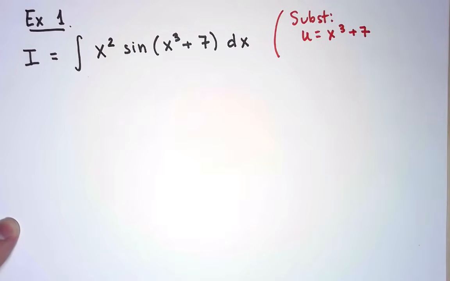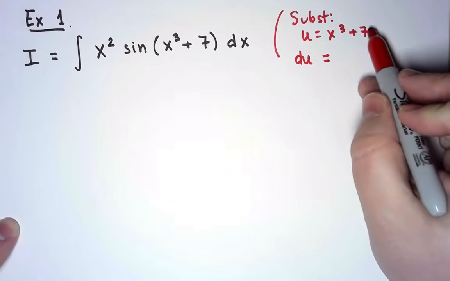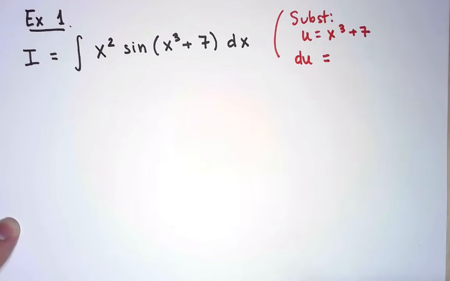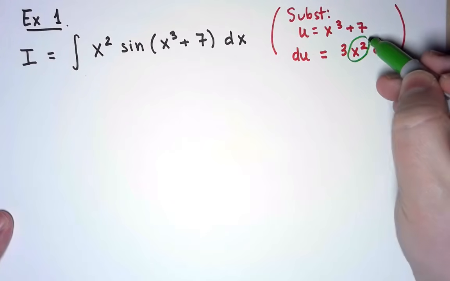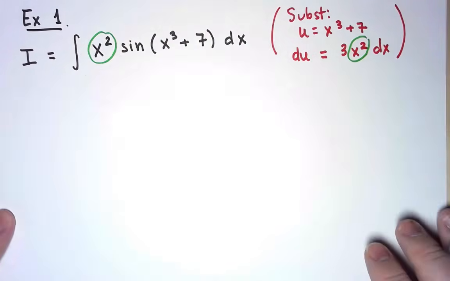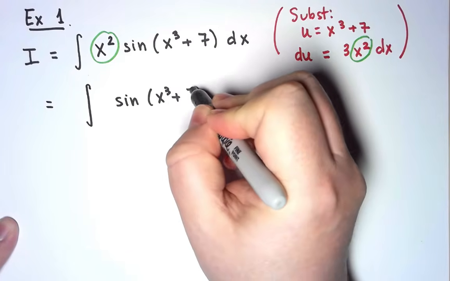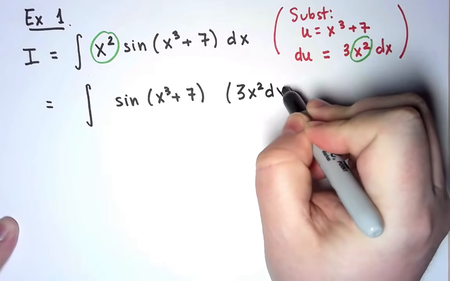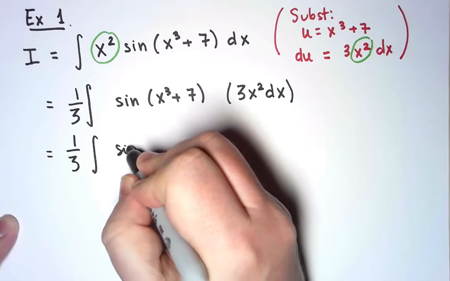If I do this, I also need to change the differential, and then du will be the derivative of x cubed plus 7, which is 3x squared times dx. And I already see why this was a good idea, because the term I need for the differential is right here in the integral. Let me rearrange the function a little bit. I need 3x squared dx for the differential. I had to multiply by 3, so I also divide by 3. And there, now this is ready for the substitution. I get 1/3 of sine of u du.